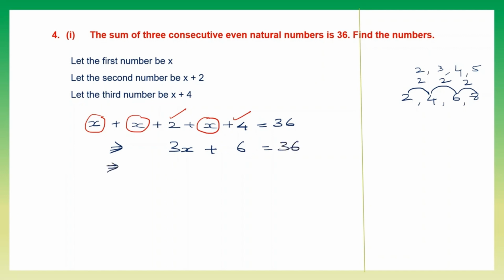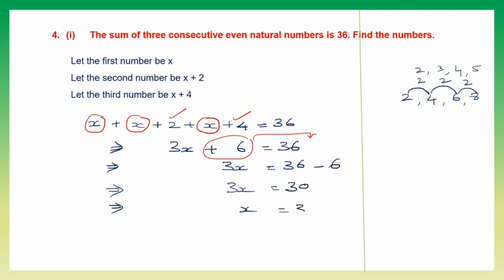Now we're going to find the value of 3x first. That will be 36 minus 6 because I transposed this plus 6 from the left hand side to the right. It's become minus 6. So 3x is equal to 36 minus 6 is 30. Now to find the value of x, we'll say 30 divided by 3 because here on the left hand side it is multiplication. When I transpose it to the right, it's become division. Now 30 divided by 3, 3 tens are 30. So now I have found the value of x. X is equal to 10.